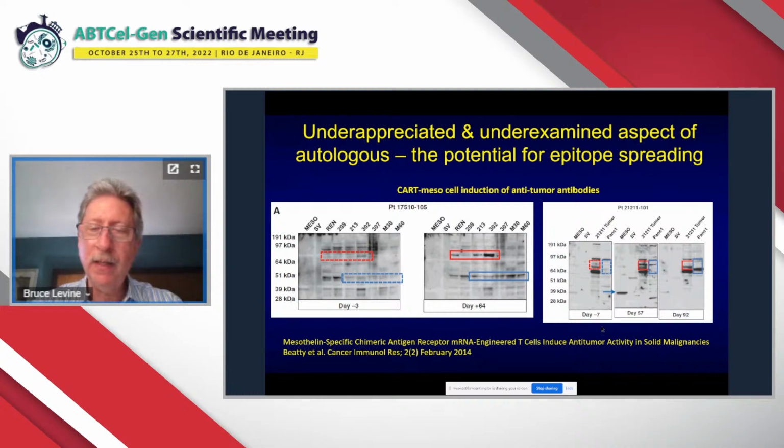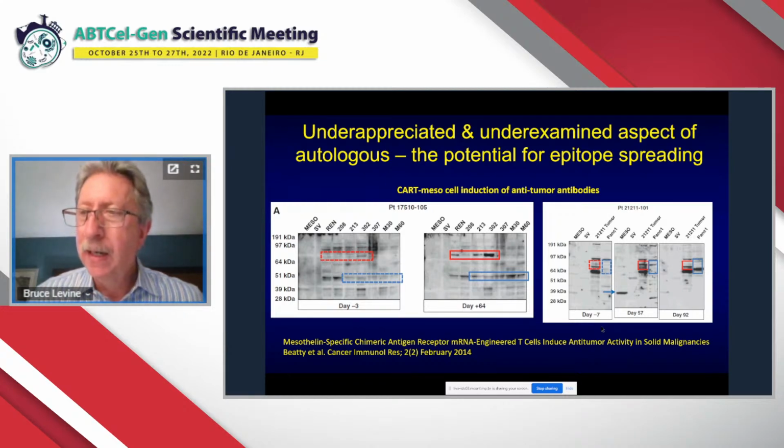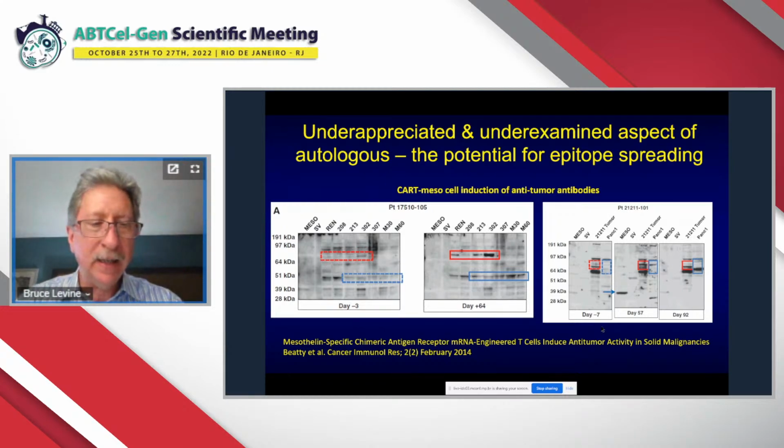I'll present here one underappreciated and underexamined aspect of autologous CAR T cells, and that is, unlike the allogeneic CAR T cells, the autologous retain their endogenous T cell receptor. And what that means is there is the potential for epitope spreading once you have lysis of tumor. And that's demonstrated here in this mesothelin-specific CAR T cell trial, where we see the induction of anti-tumor activity.